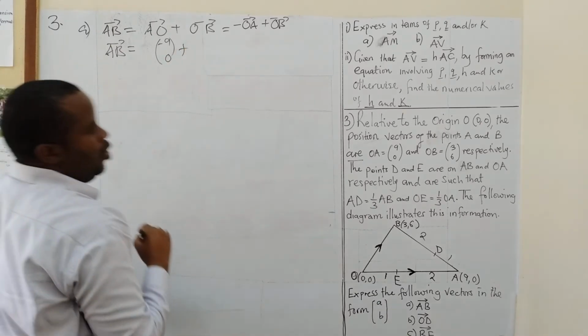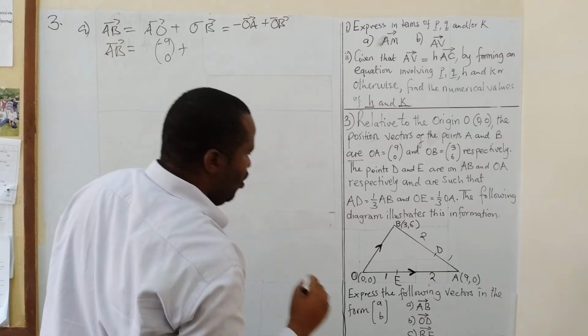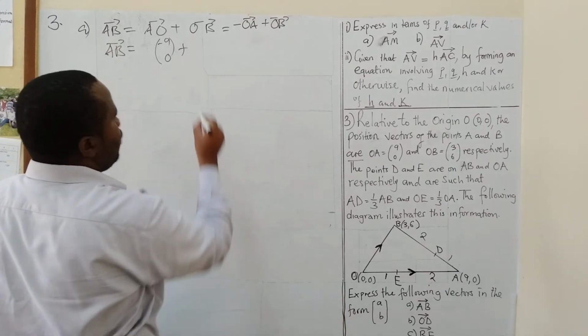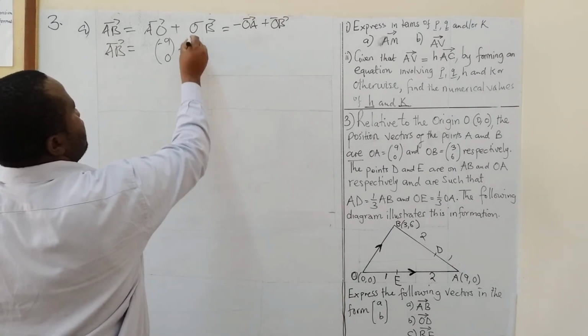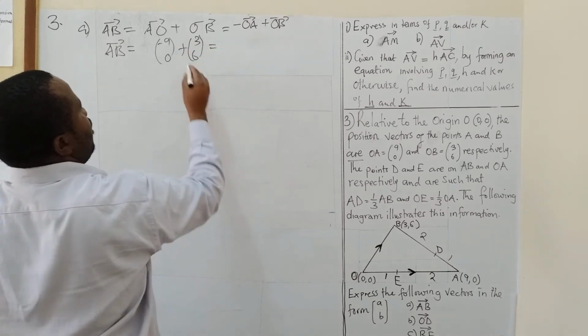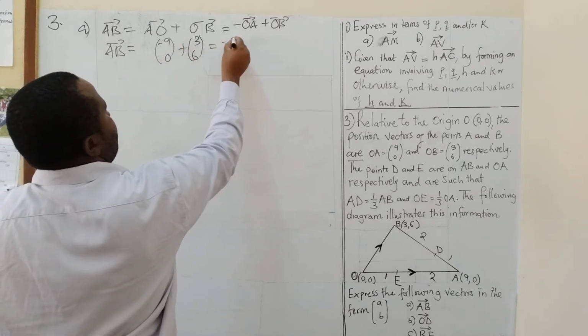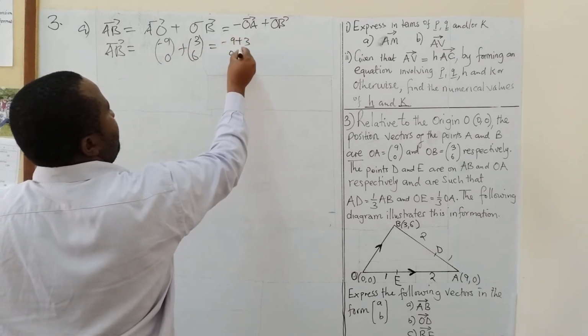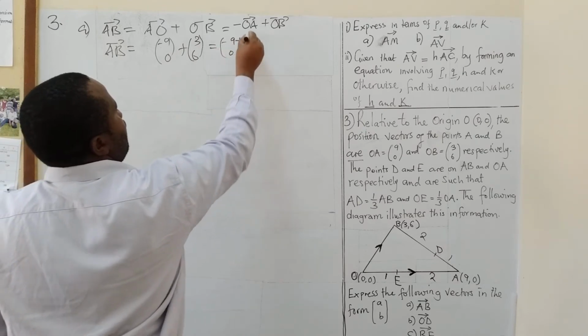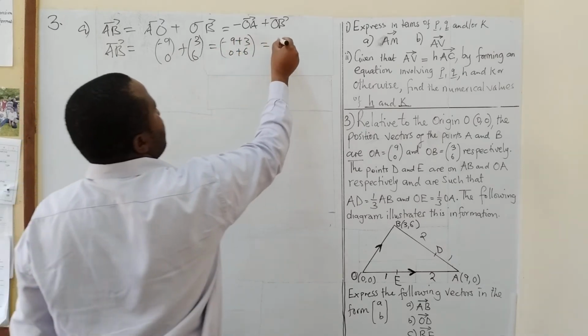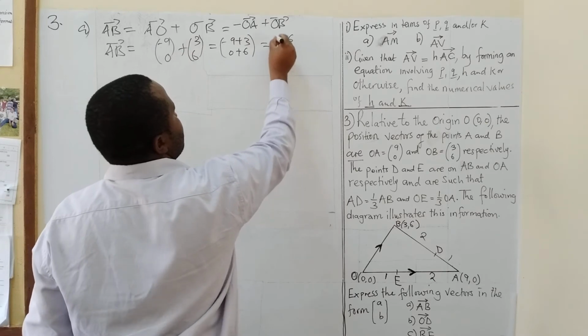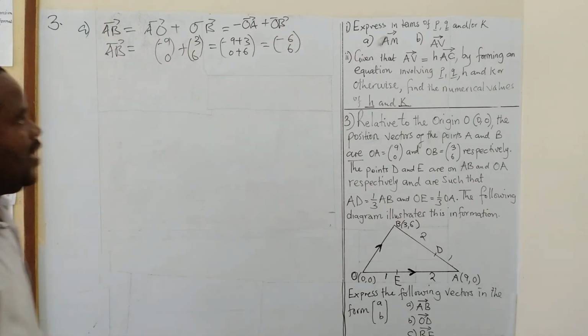Plus, what is our OB? Our OB has been given to be 3, 6. When you add here, negative 9 plus 3, 0 plus 6. So the answer here will be negative 6 and 6. So that one is your answer.